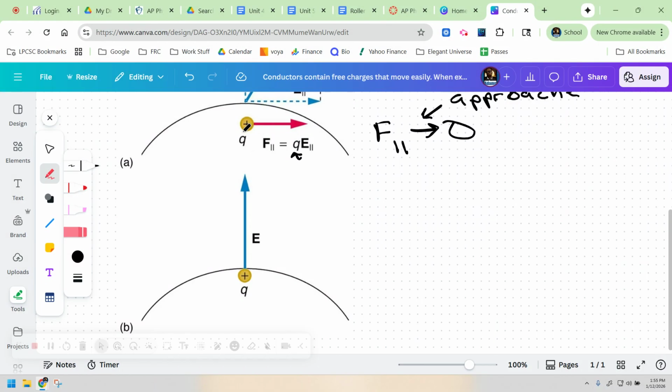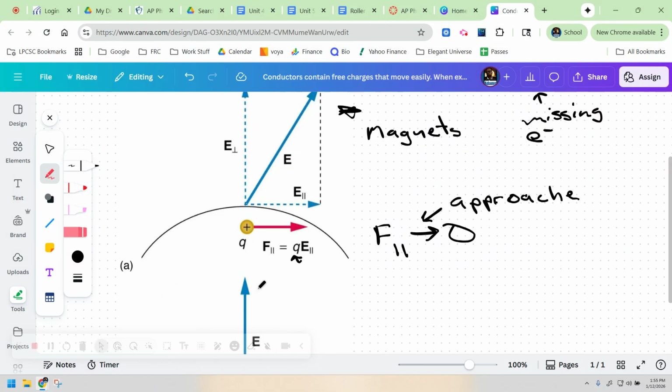So you could think of it like this. The positive charge is here. There is an electric field, and this arc represents the conductor.